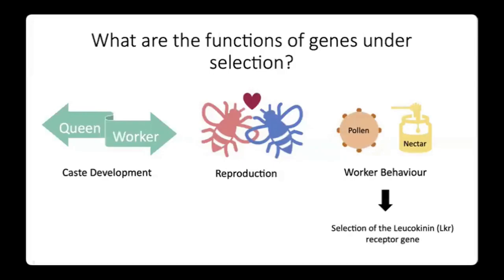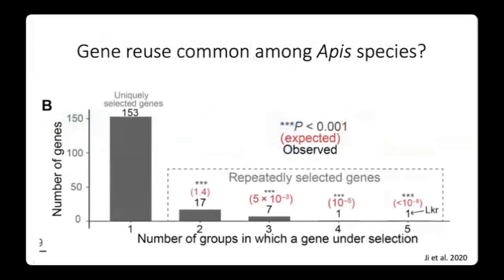And if we take a closer look, we note that that gene is the leukokinin receptor gene, which is hypothesized to regulate foraging division of labor between pollen and nectar. And as a reminder, this is the same gene that was found to be under repeated selection among Apis cerana lineages in China. And it's really interesting to see this gene come up over and over again and to repeatedly see this trend of gene reuse.